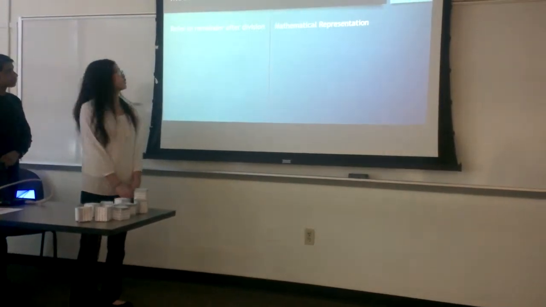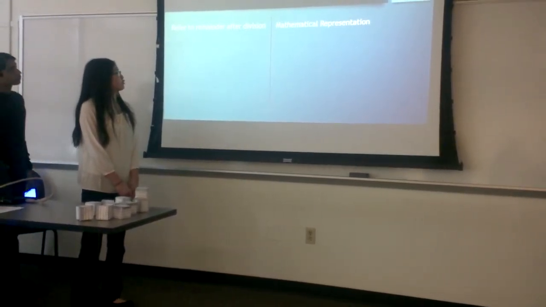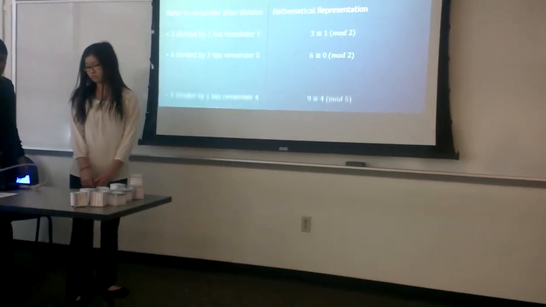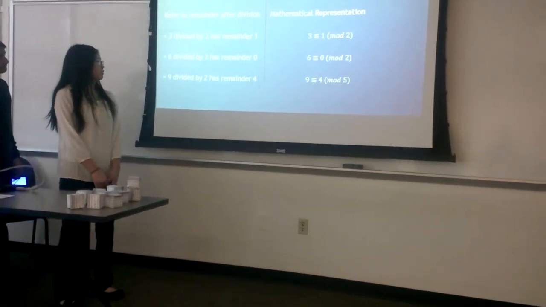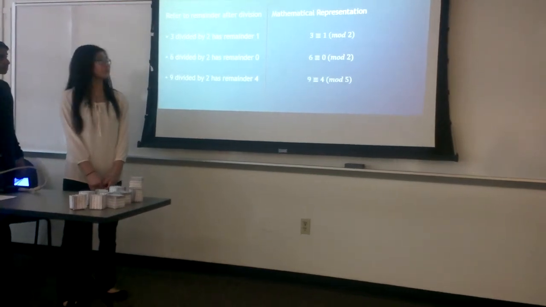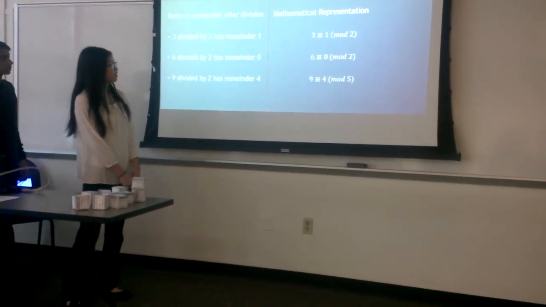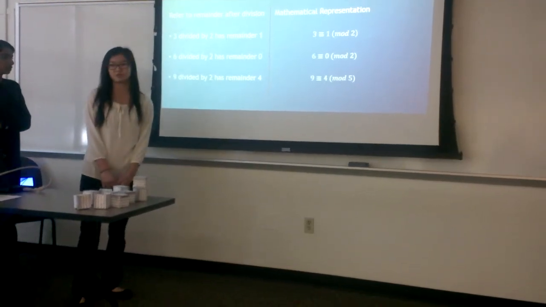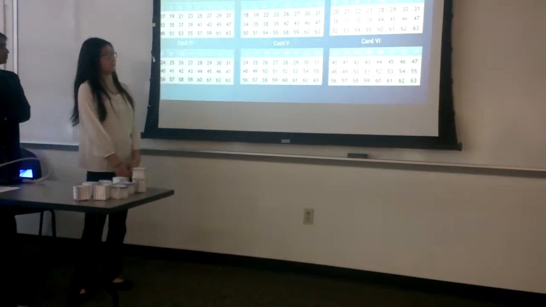Modular arithmetic refers to the remainder after division. 6 divided by 2 has a remainder of 0. So its mathematical representation is 6 is congruent to 0 mod 2. And these are other numbers.